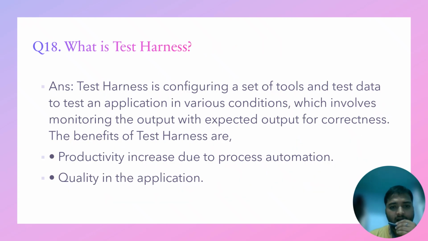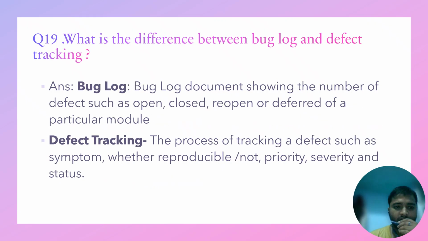What is test harness? Test harness is a configuration, a set of tools and test data to test the application in various conditions, which involves monitoring the output against expected output for correctness. The benefits of test harness are productivity increase due to process automation, and quality in the application.